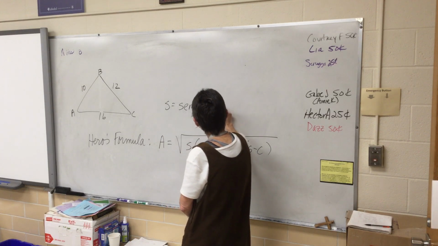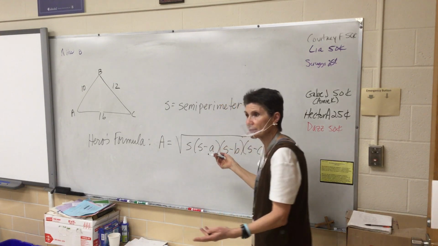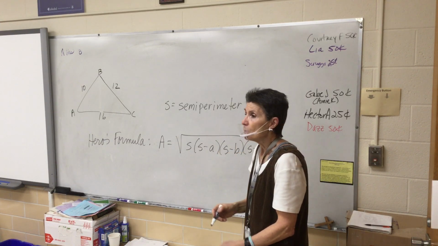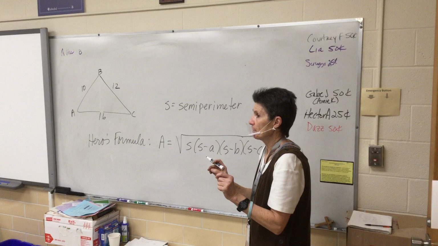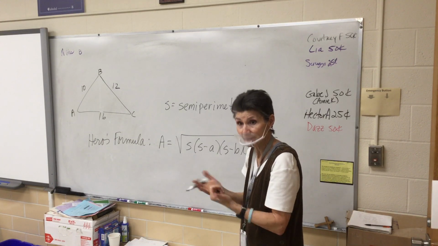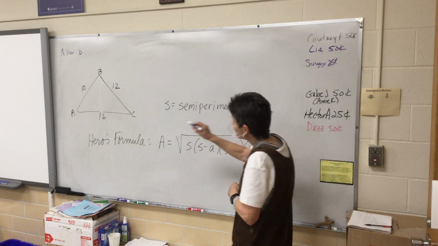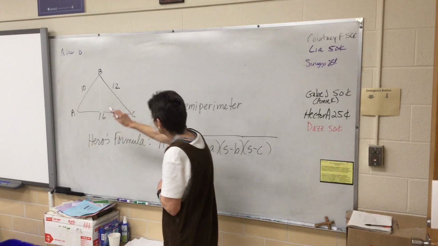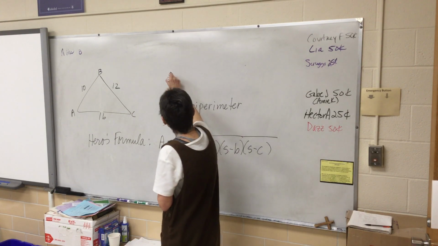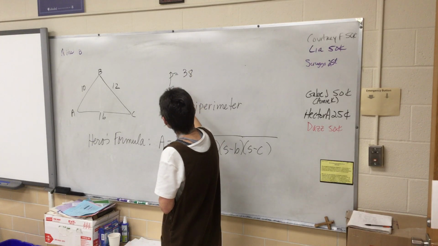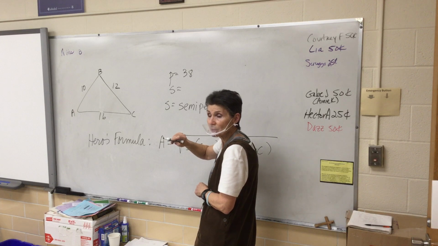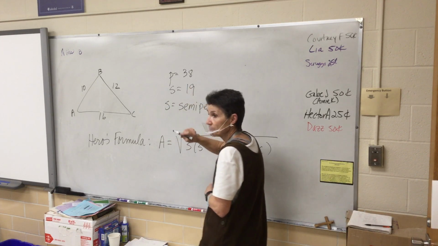S is the semi-perimeter. Now we all know what perimeter is. What's perimeter? Distance around, right? When I say semi-perimeter, what do you think that means? Half of it. A semicircle is half a circle. So what is the perimeter of my triangle? Add them all up. The perimeter would be 38. So the perimeter is 38, which means the semi-perimeter is half of that, which is 19.